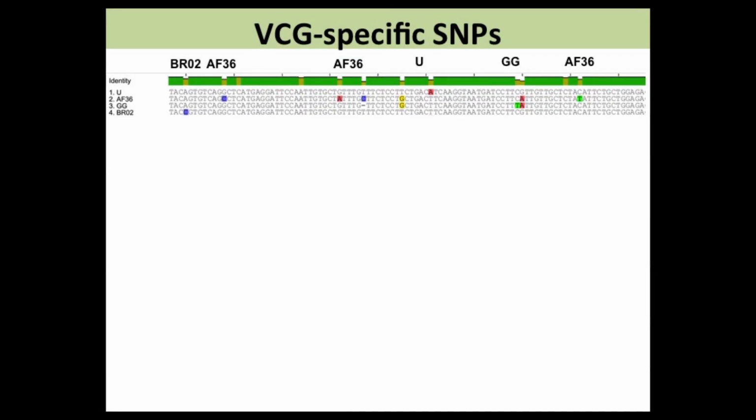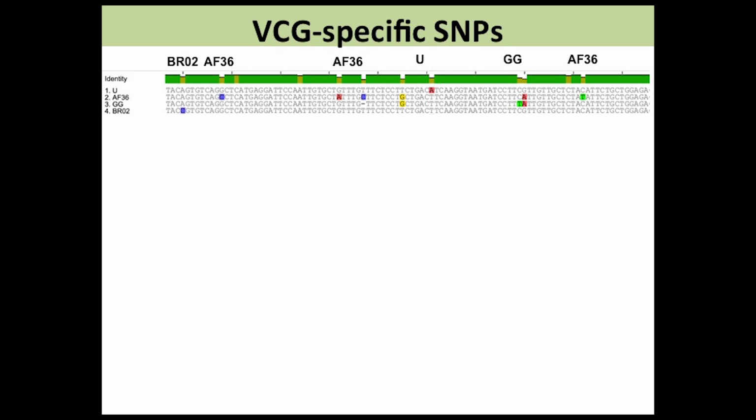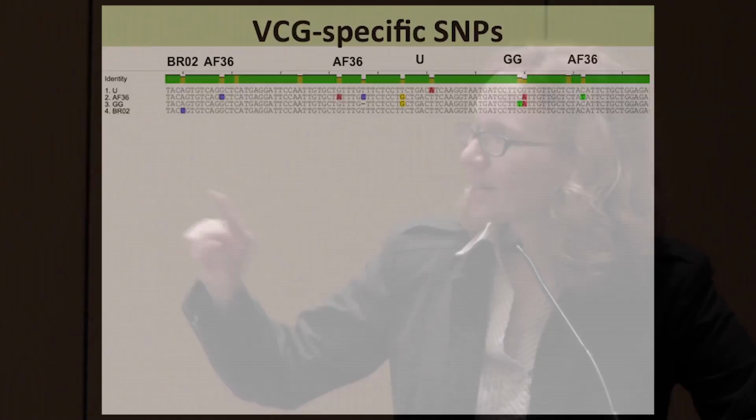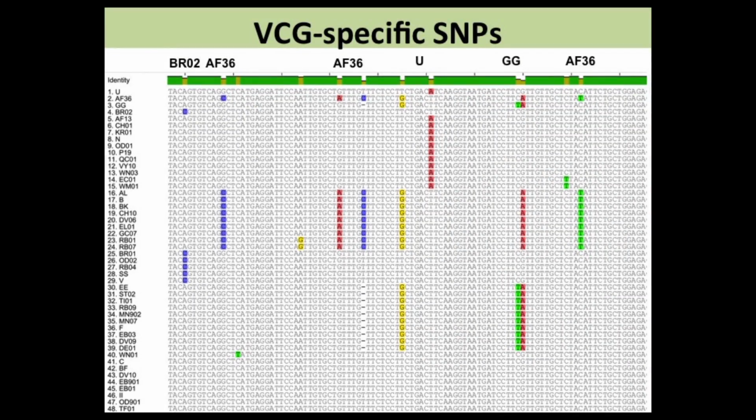So the challenge with doing the pyrosequencing is we need to have VCG or isolate-specific SNPs, which is relatively easy to do if you have a relatively simple mixture of isolates. And here it just shows 4 different isolates, and the colored bases indicate where there's a nucleotide that's unique to a specific isolate. So you can see there's several throughout the sequence. But when you look at a more complex mixture, which is more representative of what we have in the environment, it's much more difficult to find unique SNPs.